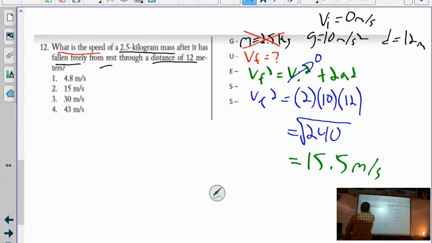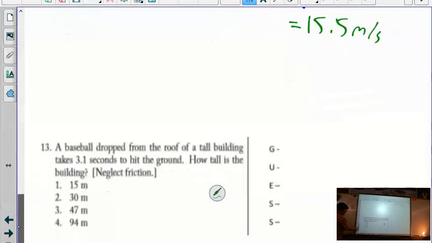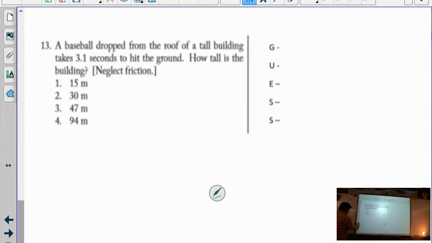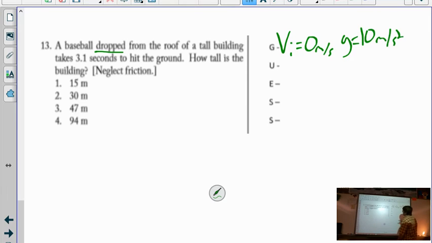Now when I come over here, I don't see 15.5, but that's because I used 10 rather than 9.8. So my closest number to that is right there, 15 meters per second. Okay. And then the last one that I'll go over is number 13. A baseball dropped from the roof, dropped right there. VI equals 0. Gravity equals 10. Takes 3.1 seconds. T equals 3.1 seconds. How tall? Distance equals what?